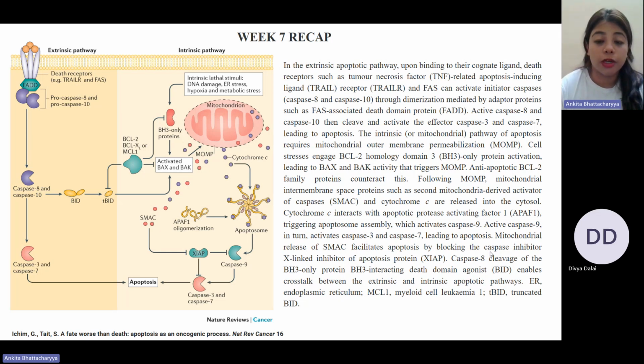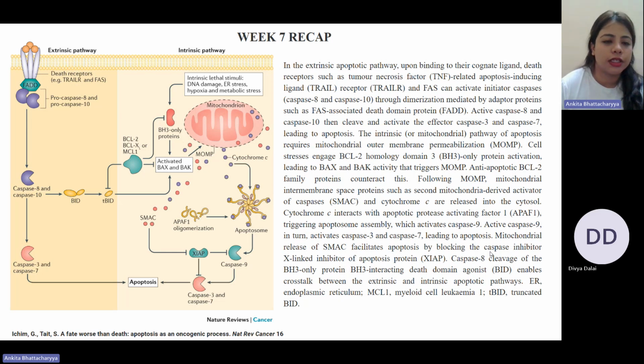So when there is permeabilization of the outer membrane of the mitochondria, the outermost layer, that is described as MOMP, which is mitochondrial outer membrane permeabilization. Whenever there is a stressful condition under which a cell decides that it needs to die, it engages BCL2 homology domain 3, or the BH3-only group of proteins that I talked about. That leads to the activation of BAX and BAK, and that triggers this mitochondrial outer membrane permeabilization.